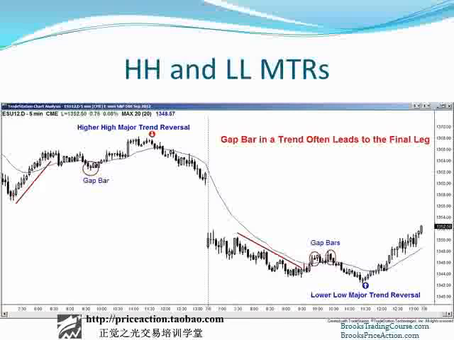Here we have both tops and bottoms. We have a very tight bull channel on the left, a 2-legged move down with a gap bar, a high below the moving average. When you have a bull trend and a gap bar, that gap bar often leads to the final leg of the bull trend. And here we had a rally, the best looking bull bar of the entire move. So it could be an exhaustion gap, an exhaustive buy climax.